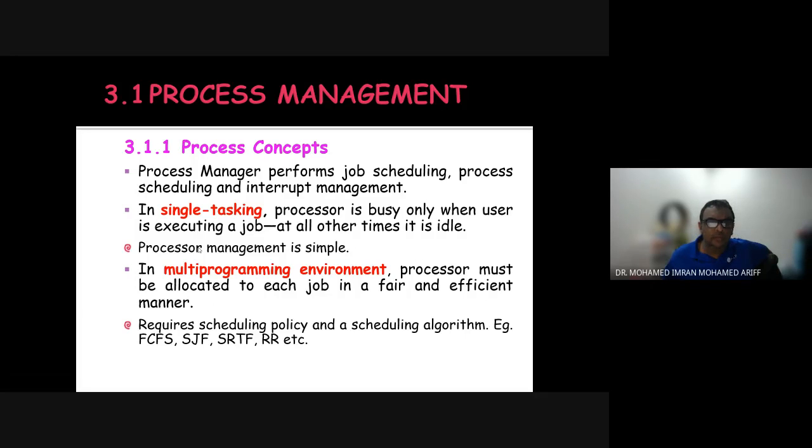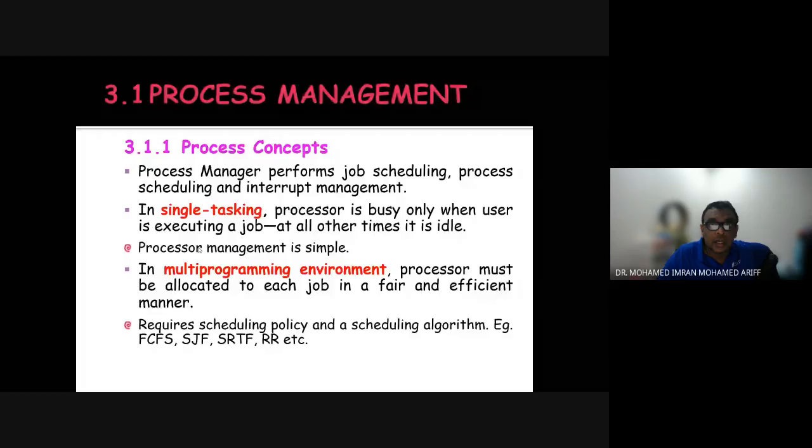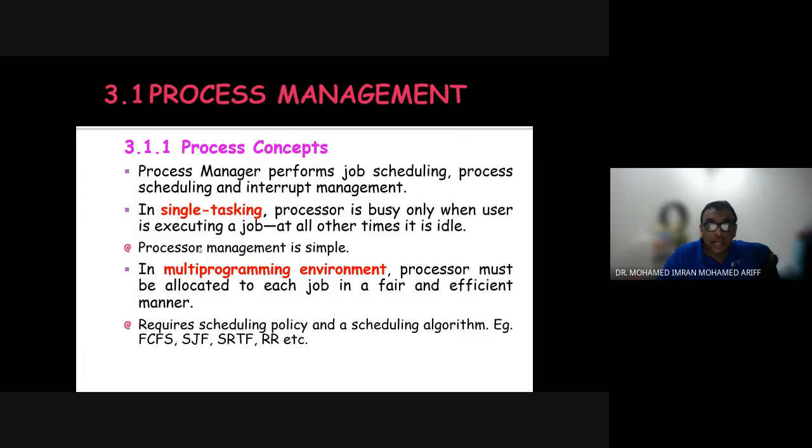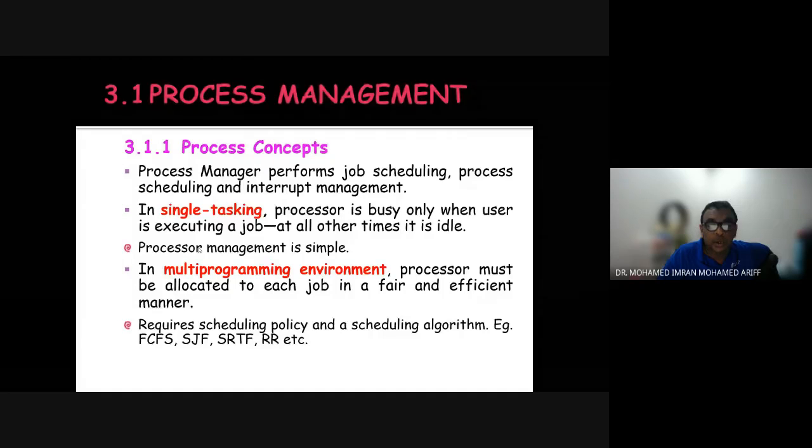Okay, so we have something which is called single tasking and we have multi-programming. Single tasking is where the processor is busy only when the user is executing the job. A single tasking means that the operating system can only run one particular task and not many tasks. But in the multi-programming environment, the processor must or can run or should run multiple programs at one particular point in time. So we have some scheduling policies which I've noted down here.